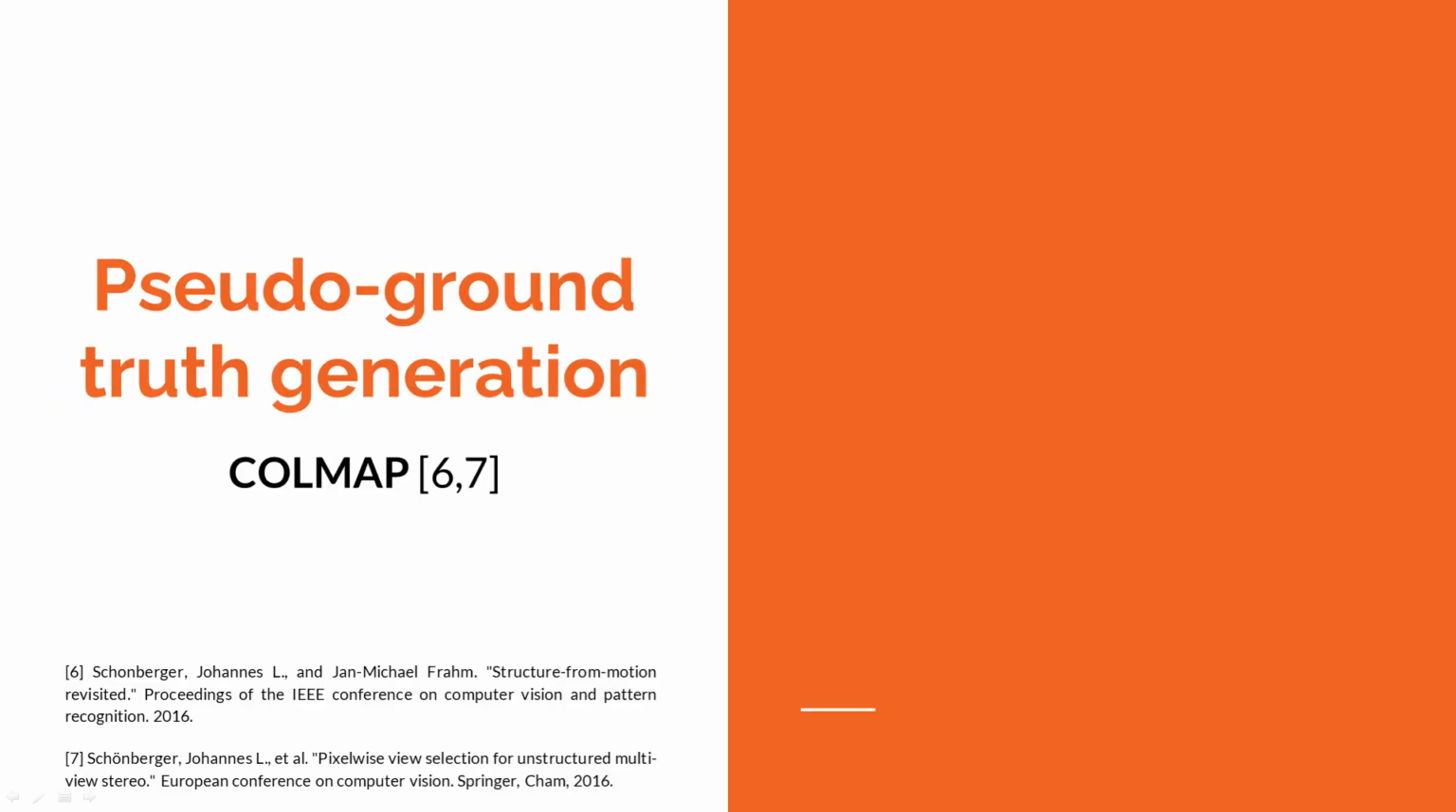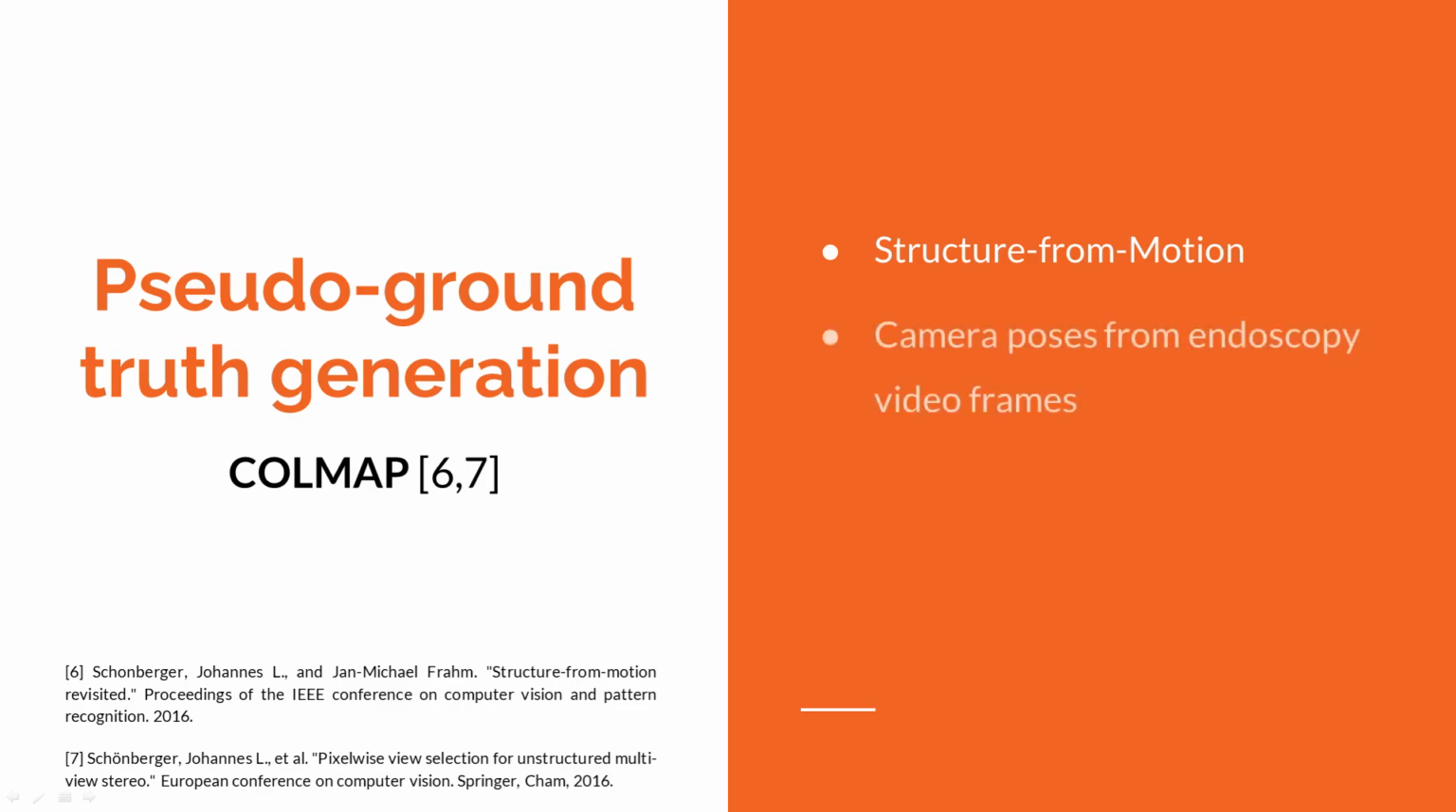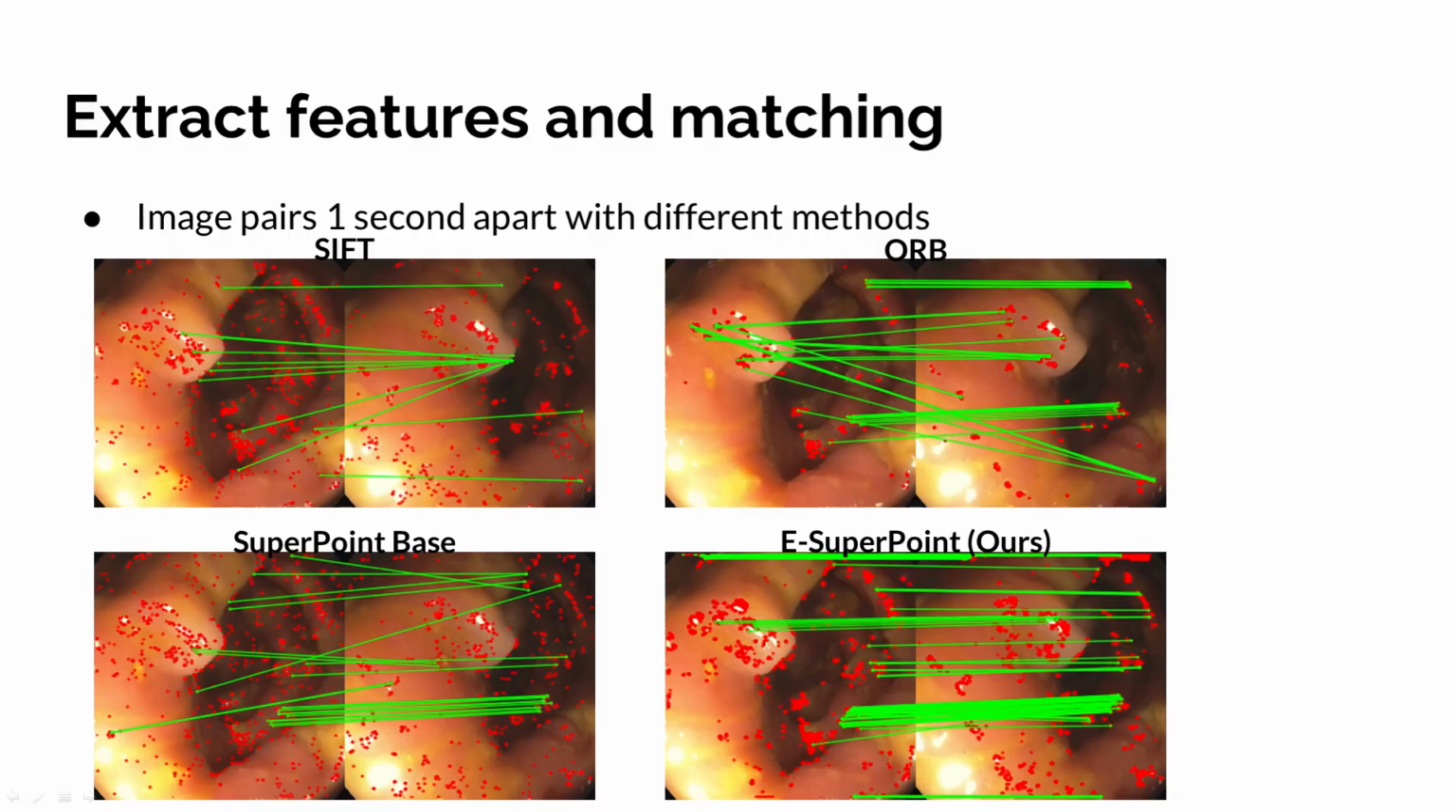To generate ground truth for the validation, we used COLMAP. COLMAP is a structure from motion tool that computes camera poses from the frames of a video. In our case, the endoscopy frames give the endoscope poses. With that information, we proceeded to perform the experiments. In these experiments, we extracted features and matched image pairs 1 second apart from each other, with various well-known methods in this application.